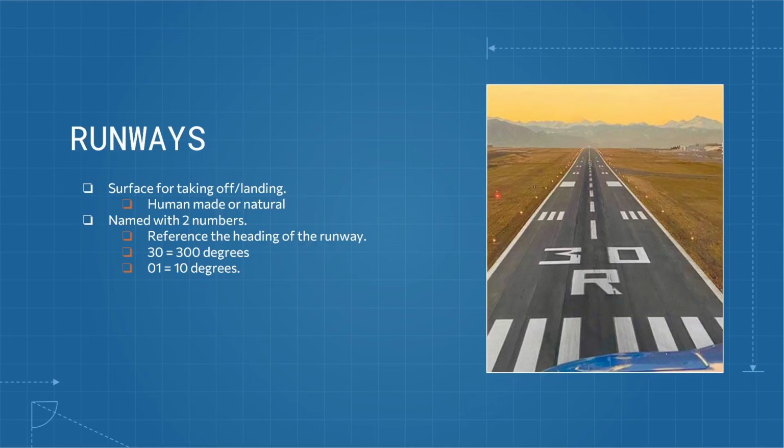Occasionally, runway names will also include a letter. This is done when there are multiple runways pointing in the same direction, so they would have the same number. Therefore, to avoid confusion, the rightmost runway of a pair is given an R standing for right, as seen in this picture of runway 30 right. The leftmost runway is given an L for left, and should there be three runways pointing in the same direction, a C can be used to stand for centre.